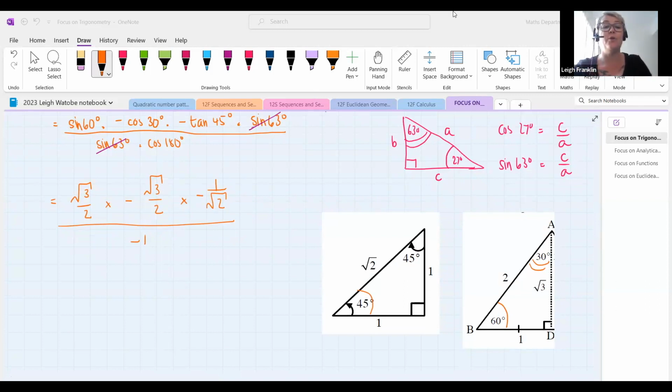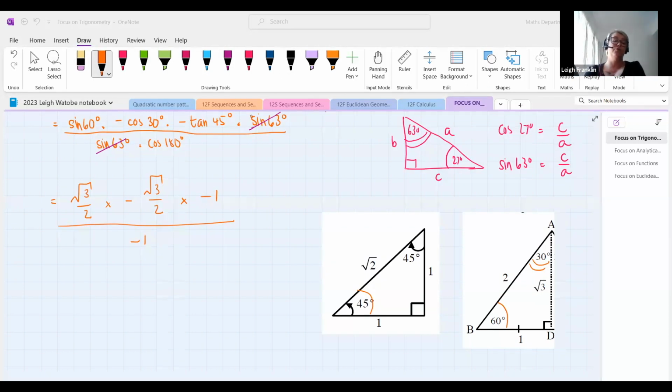It depends how you've learned it. Oh, sorry, guys. The tan of 45 is negative 1. Sorry, I'm thinking about the sine and the cos of 45 degrees. So the tan of 45 is 1. It's negative because it came from the negative over there. All right, my apologies.